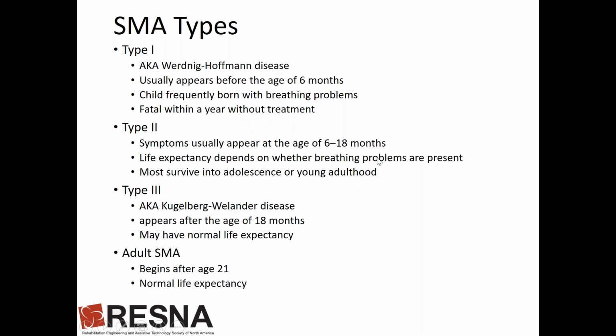Type 2, you usually see between 6 and 18 months, and the life expectancy is dependent upon some of the breathing problems. Most survive into adolescence or young adulthood. With the awareness of the complications, I do see a lot of the type 2 coming into my clinic when they're transitioning into adulthood. And then type 3, Kugelberg-Welander disease. I know you won't be tested on that, but it's always good to know the onset. It appears after 18 months, and they have a normal life expectancy.